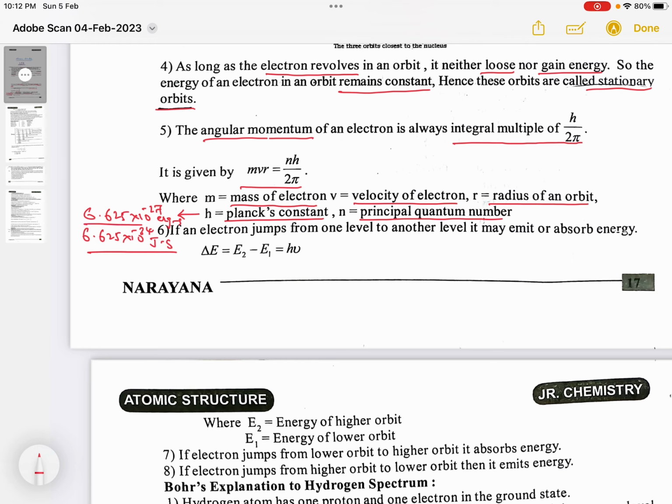And coming to the sixth point, if an electron jumps from one level to another level, it may emit or absorb energy. That energy difference we can calculate with the help of the formula ΔE = E2 − E1 = hν. You can write this because E = hν, we have a formula.